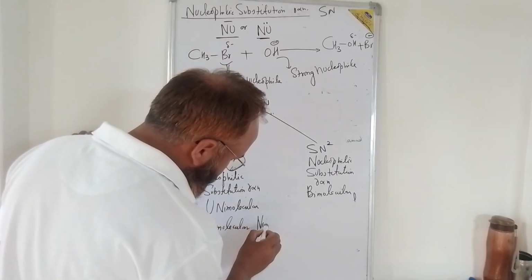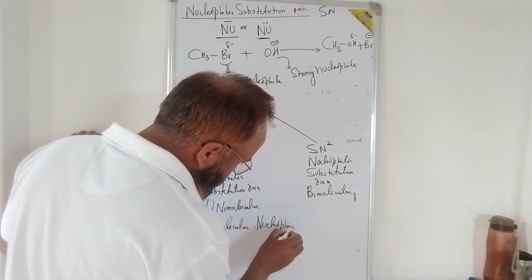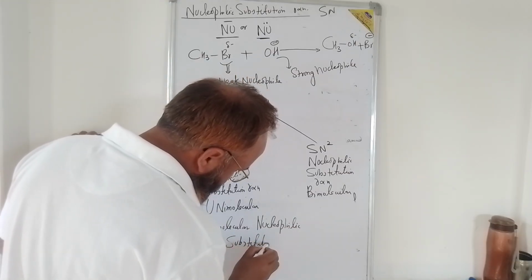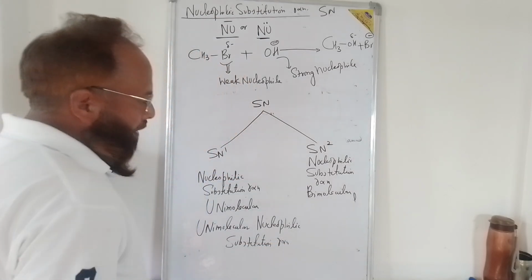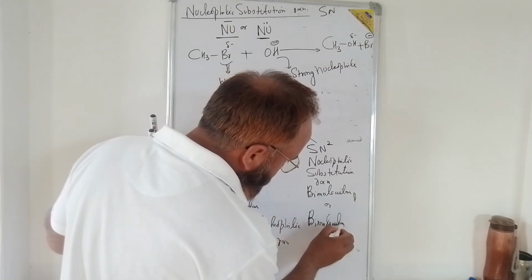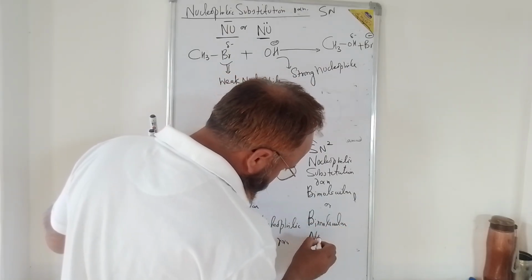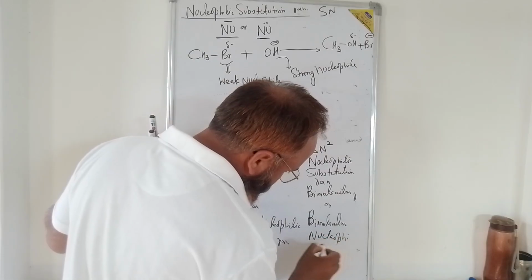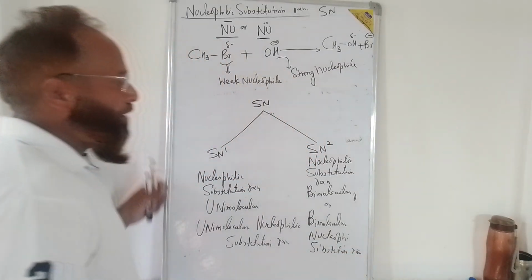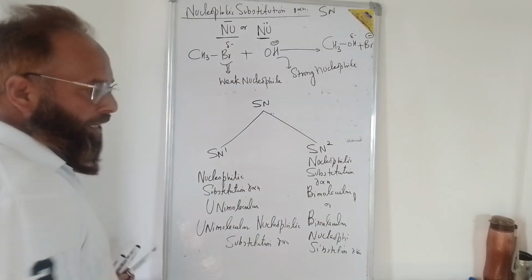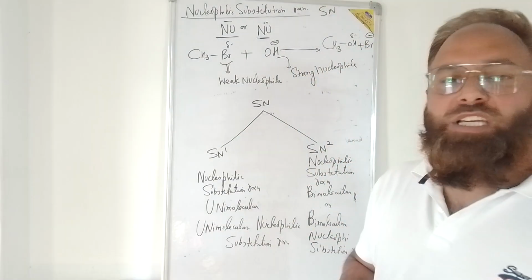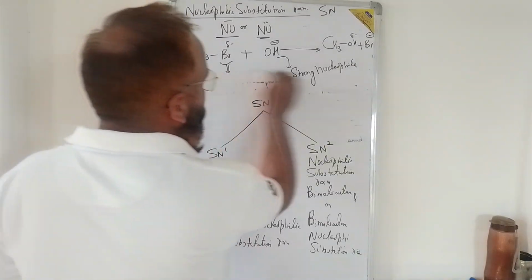Or you can write unimolecular nucleophilic substitution reaction, and this is bimolecular nucleophilic substitution reaction. So both ways you can explain. Now I will explain one by one, SN1 and SN2. First of all, I will show here the SN2 mechanism. So write down SN2 mechanism.